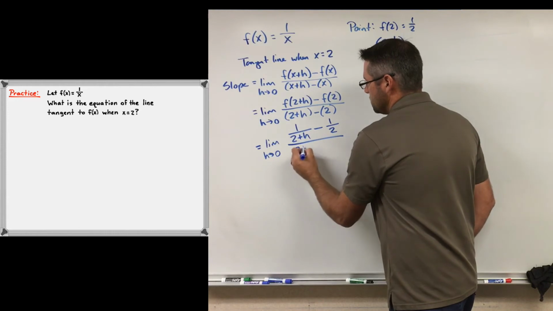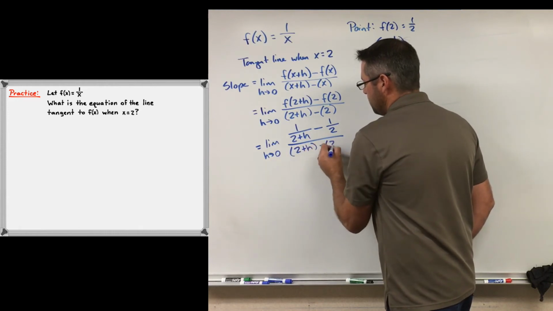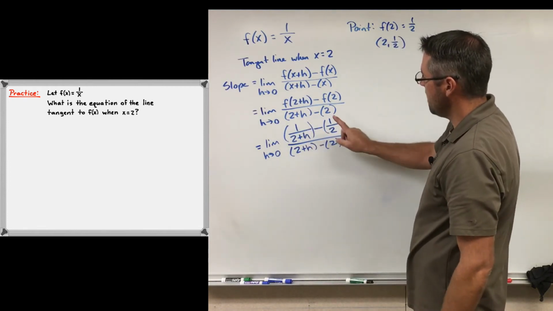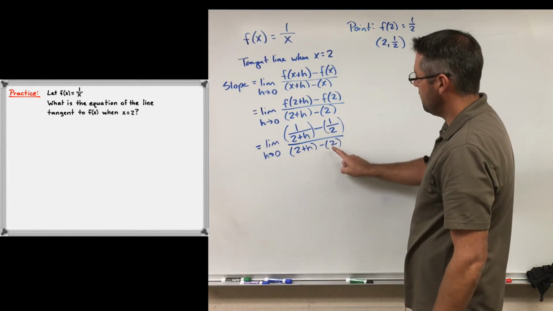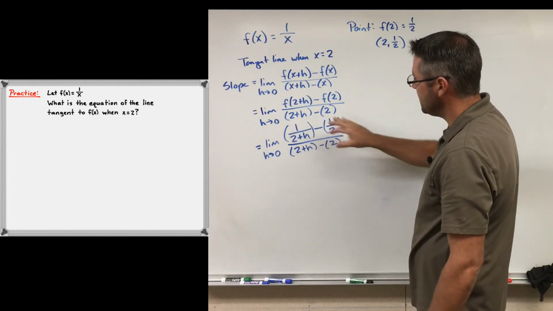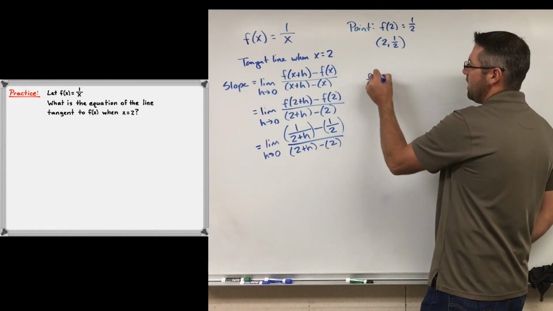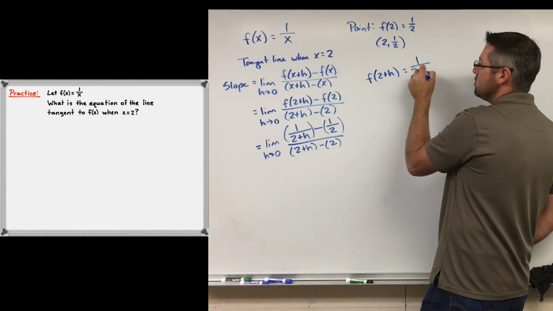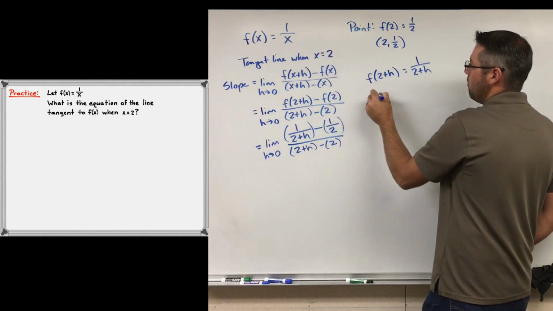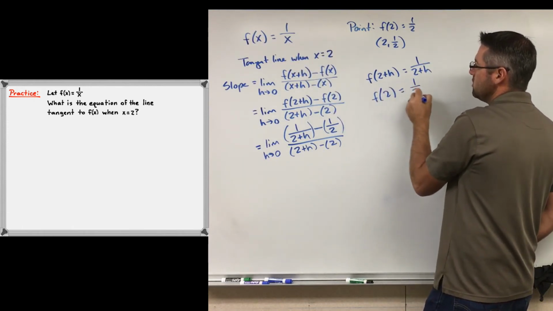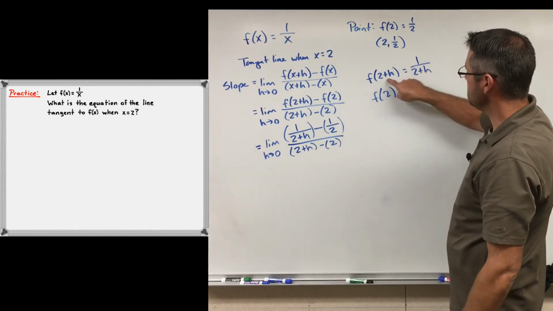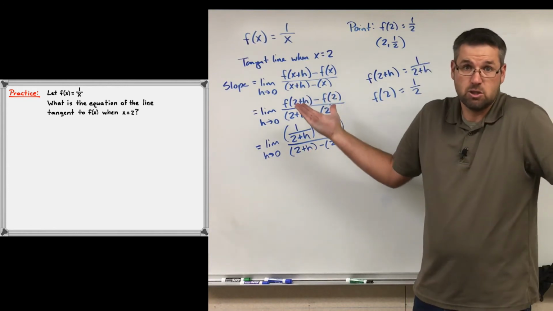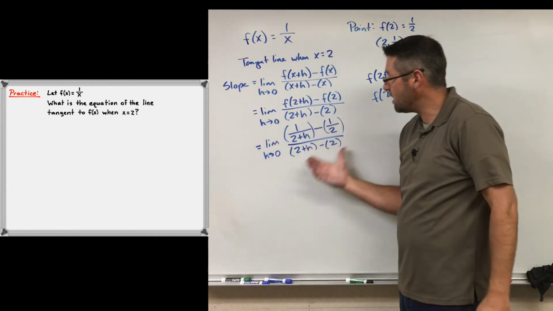Well, I'm going to go ahead and write it out just so we can see it, so I can point to it. Okay. There's my y2. There's my y1. There's my x2. There's my x1. If you're having a hard time seeing it, then I would maybe go ahead and write it out over here. What is f of 2 plus h? Well, that's going to be 1 over 2 plus h, because I just plugged that in there. And what is f of 2? That's going to be 1 over 2. So there's my y2, my x2, my y1, my x1, and I just plug it into the slope formula. It's the slope formula. That's all it is. You just have to recognize it for what it is.